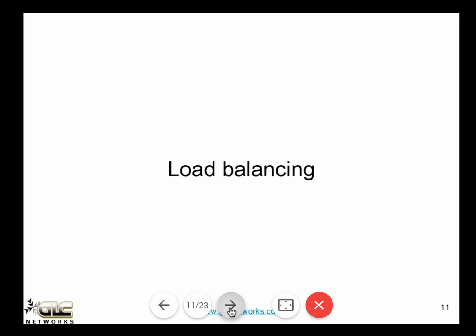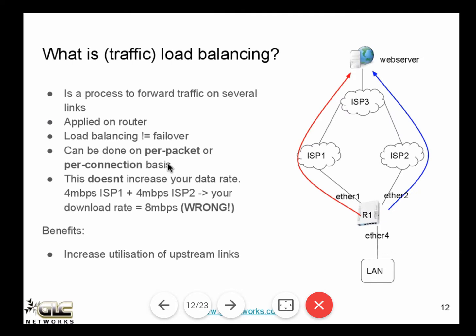So next, about the load balancing itself. What is traffic load balancing? It's a process to forward traffic on several links. So we have router 1, and router 1 has two connections through Ether 1 and Ether 2. Ether 1 goes to ISP 1, Ether 2 goes to ISP 2. We want to load balance the traffic that goes out from the LAN. LAN means local area network. This can be done per packet or per connection basis. Load balancing is not similar to failover, but sometimes it can act as a failover.